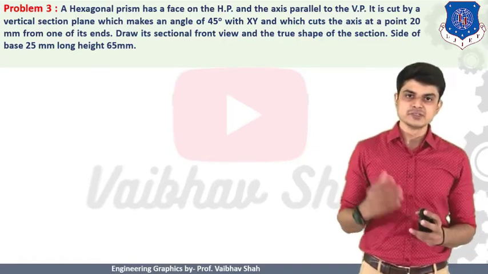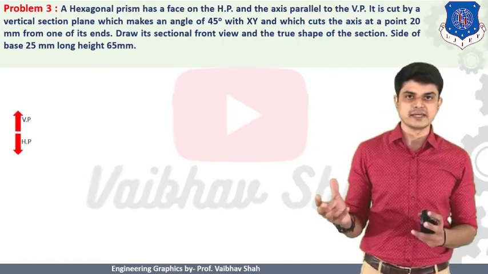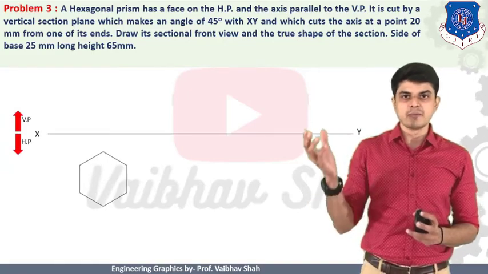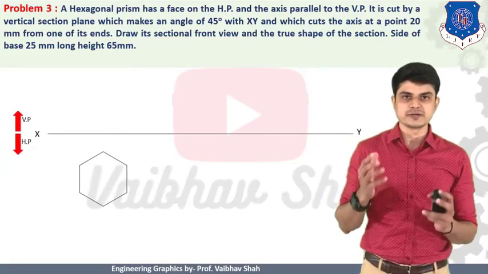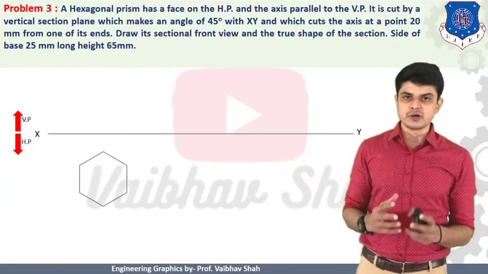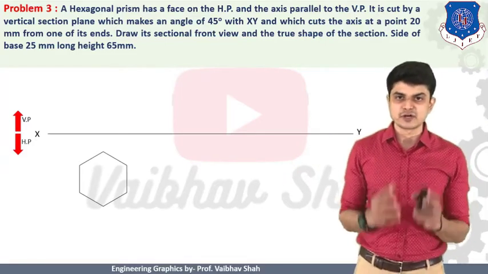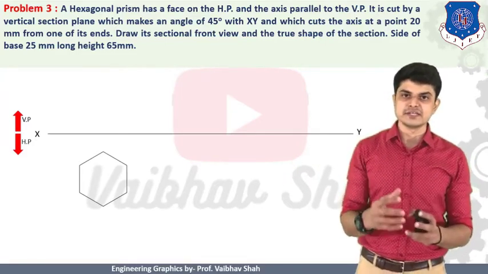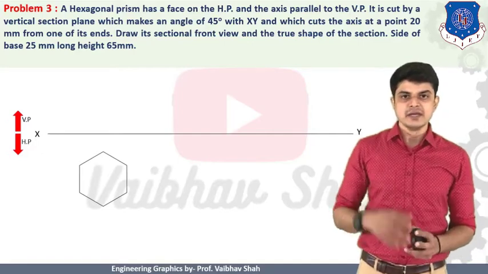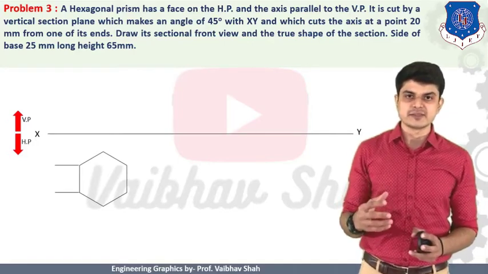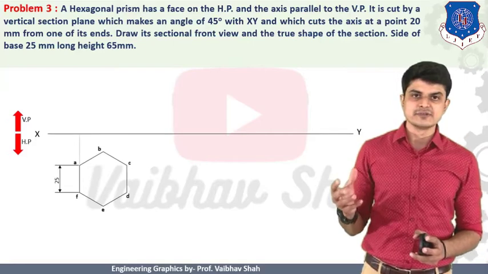So let us start. First let us draw our XY line once again. So this is nothing but your XY line. The portion above is VP and the portion below is known as HP. So you should draw the hexagon in this manner. Now after drawing the hexagon, let us define the dimension of the hexagon as 25 mm. After that you should give the numbering to the hexagon like A, B, C, D. So let us give the numbering.